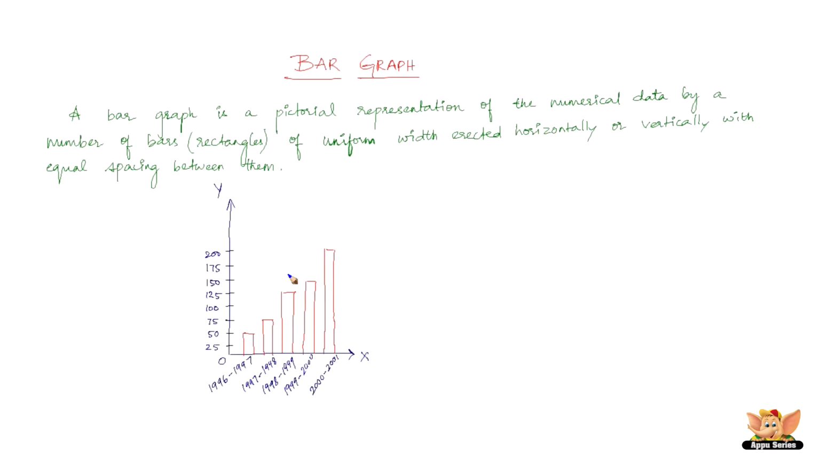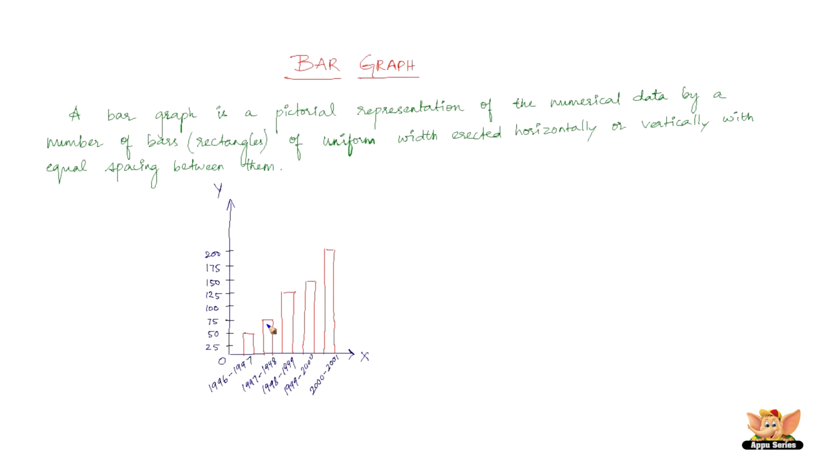If you look at this graph, the value here is the number of students in the year 1996 to 1997. So this bar just indicates the number of students in the year 1996 to 1997. If you look at this vertical rectangle, it just indicates the number of students in the academic year 1997 to 1998. Whereas the last vertical bar indicates the number of students of class 9 during the academic year 2000 to 2001. So this is what a bar graph is.